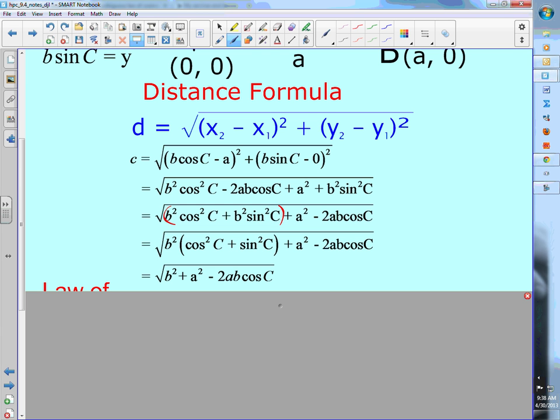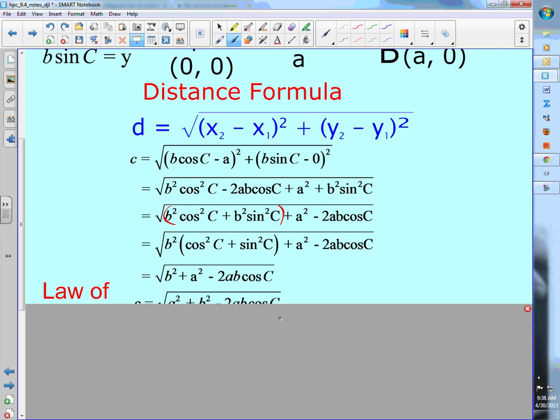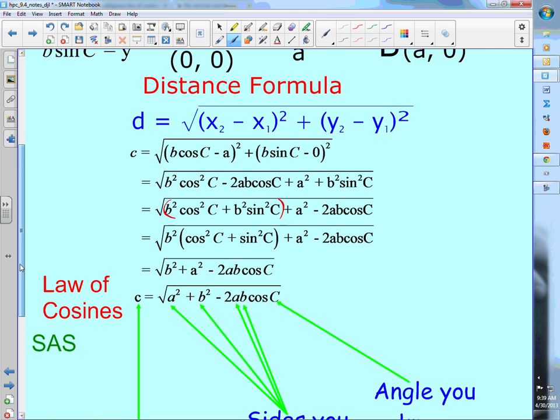Now my OCD is not going to let me leave it like that. What am I going to write? a squared plus b squared minus 2ab cos c. That's your law of cosines.